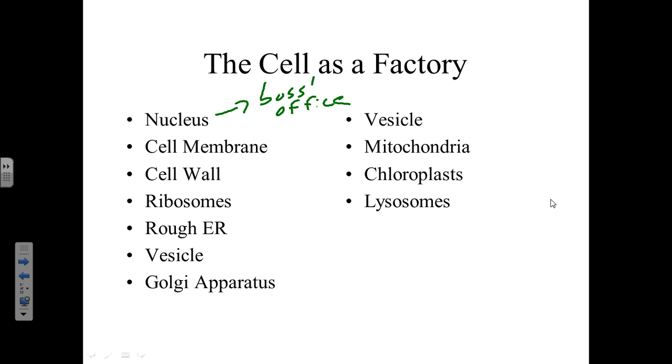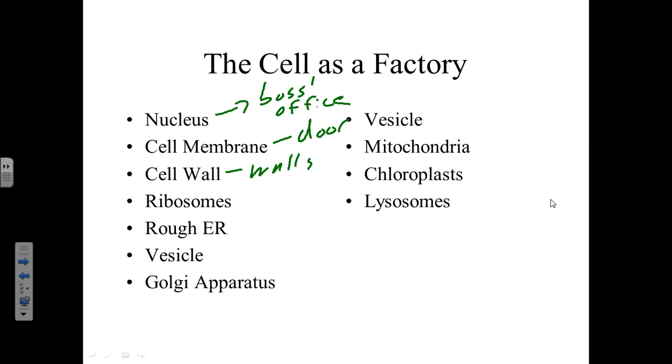The cell membrane, we didn't really talk about that in our factory analogy. What part of a factory might it be like? The wall? The brick wall? Probably not the wall. The rebar? How about the door? Because what do we say the job of the cell membrane is? It allows certain things in, certain things out. So we're going to compare it to the door. The cell wall, which some cells have and some don't, would be like the walls of the factory, right? Maybe it's got a fence around it.